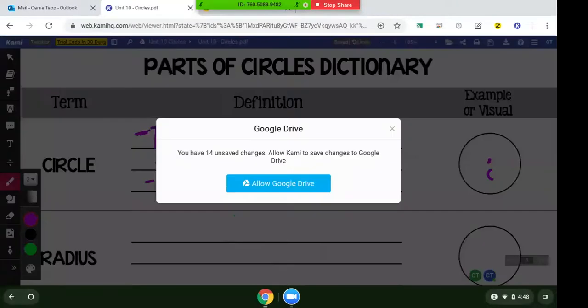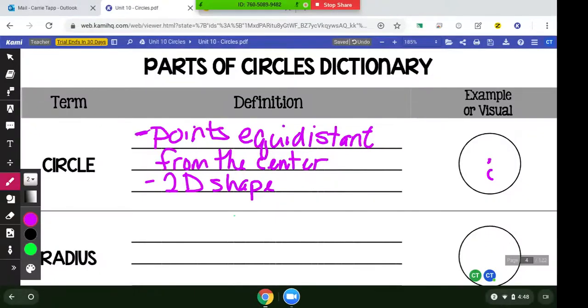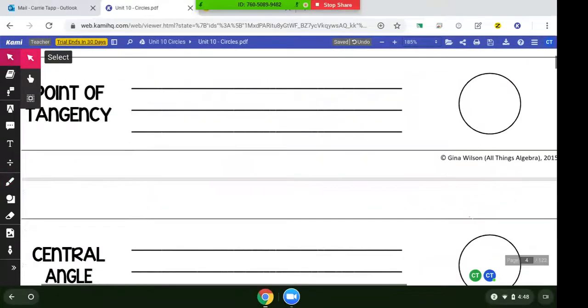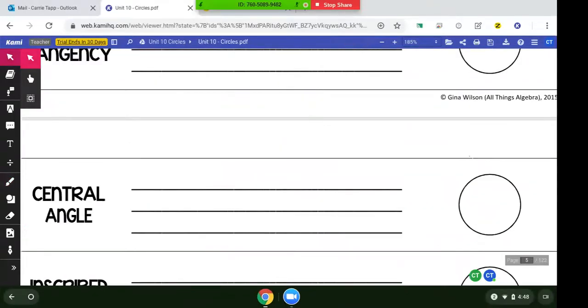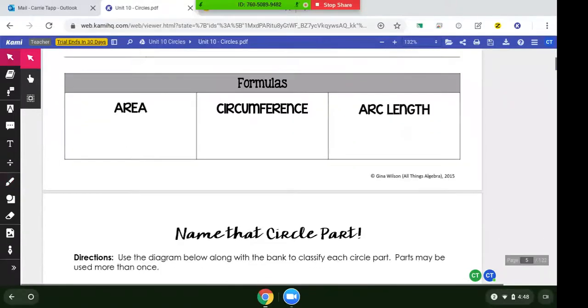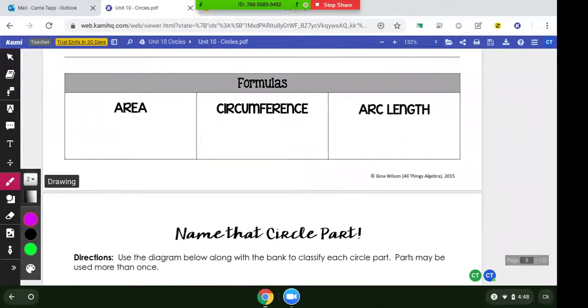All right. Let's see, we'll get this off here. Try to be patient with me here. I'm using a new program.